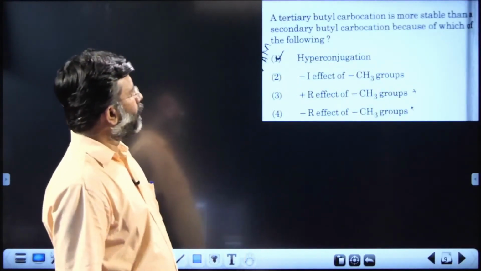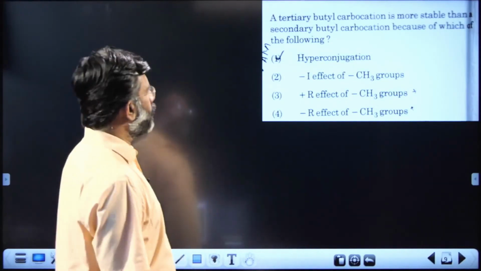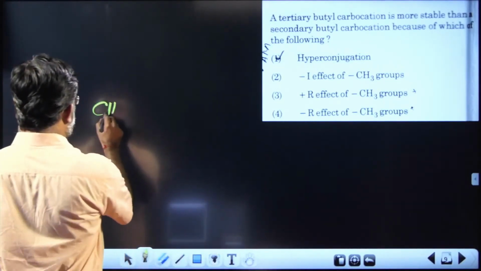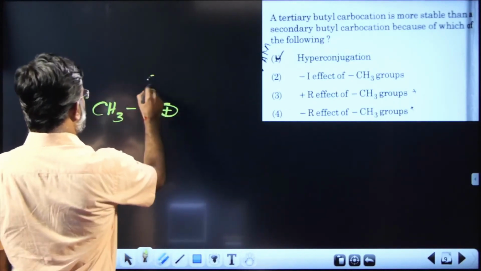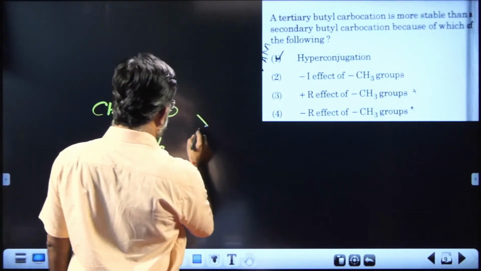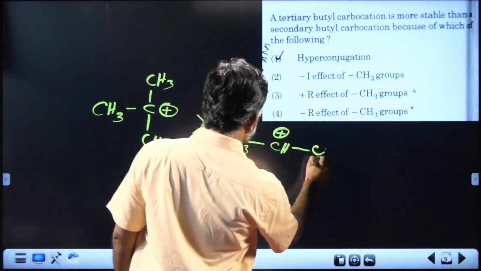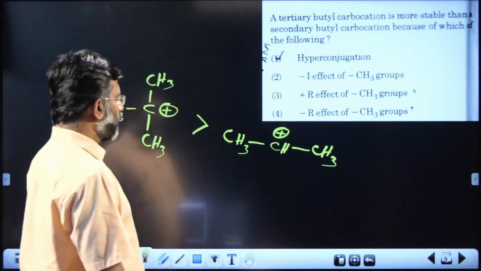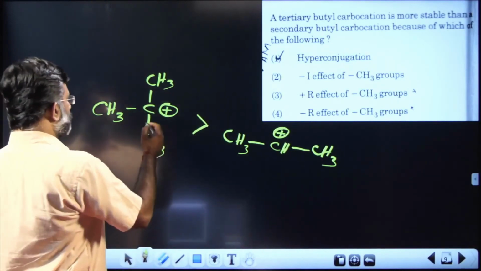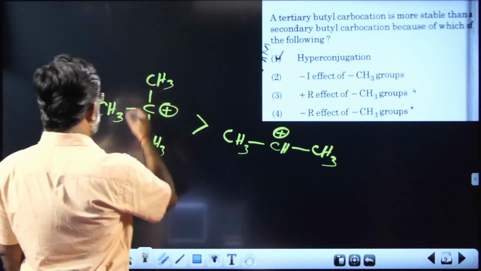A tertiary butyl carbocation is more stable than secondary butyl carbocation because of which of the following? So how can you explain the stability of a tertiary butyl carbocation? This is tertiary butyl carbocation. How can you explain the more stability of this when compared with CH3, CH+, CH3, which is a secondary carbocation? It's very simple. You can take an account of the number of alpha hydrogen atoms, which gives the hyperconjugative structures.